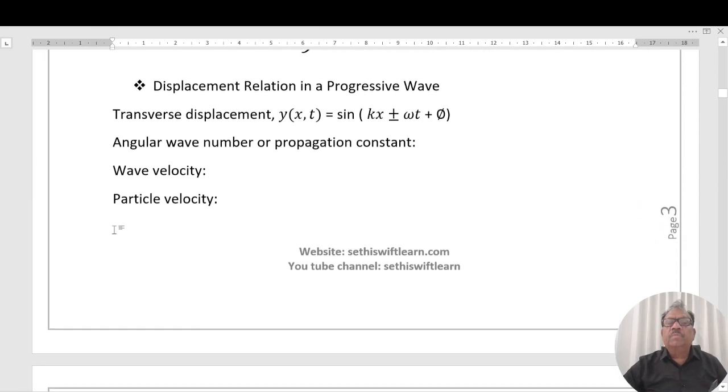Next, displacement relation for a progressive wave.